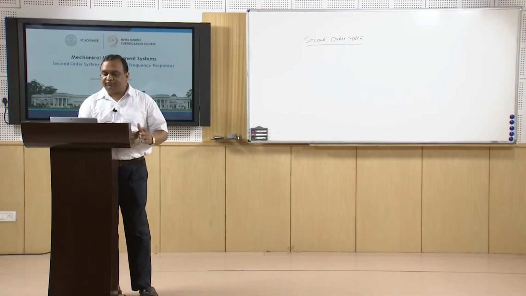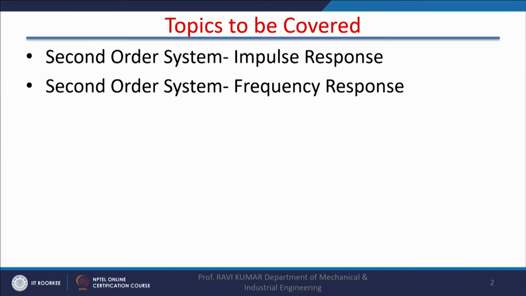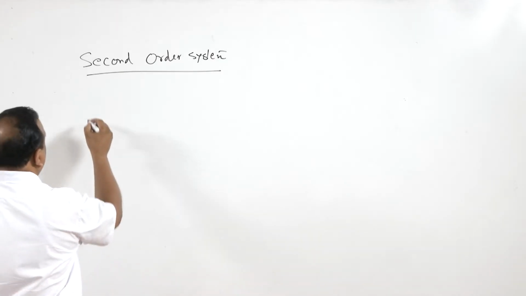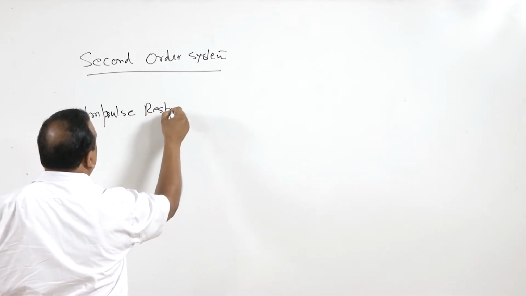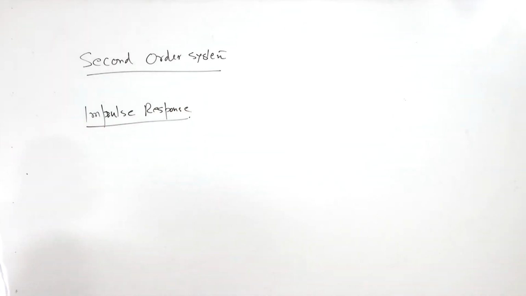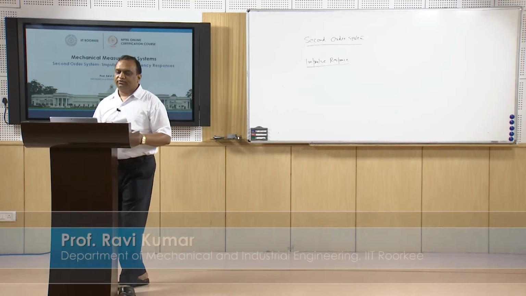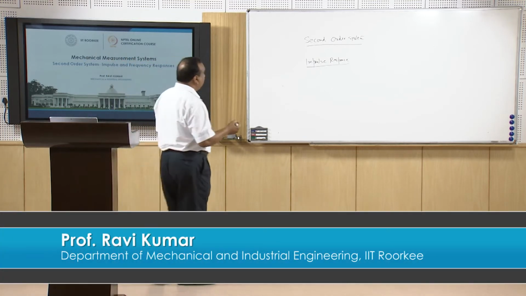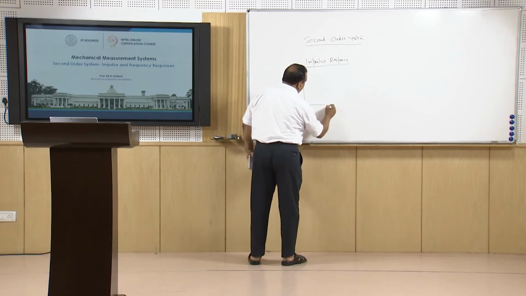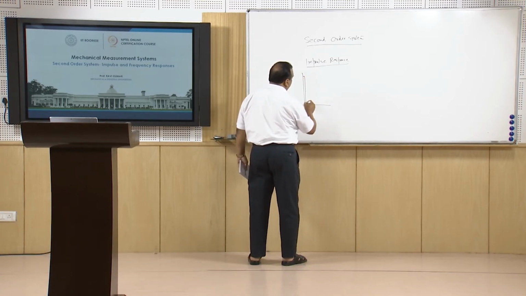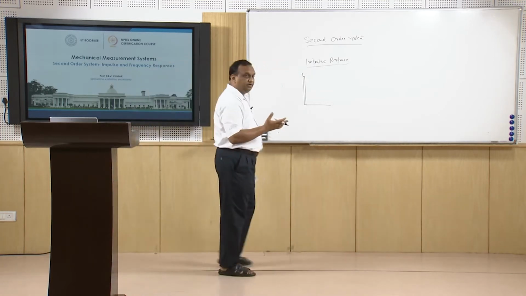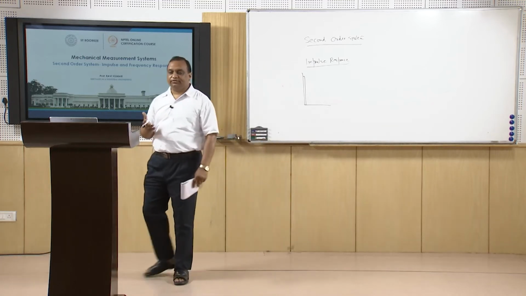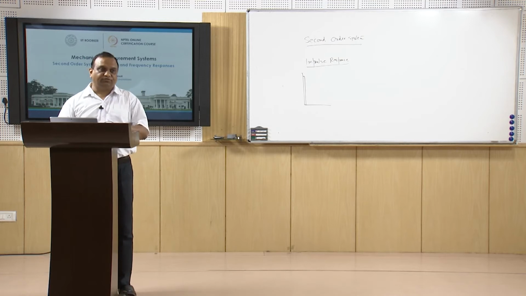So today we will be covering second order system impulse response and second order system frequency response. First of all, we will start with the impulse response of a second order system. As we did in the first order system, we considered that there is an input for an infinitesimally short time, and after that the system responds on unloaded conditions. There is no imposed input on the system, and then we analyze the response of the system.